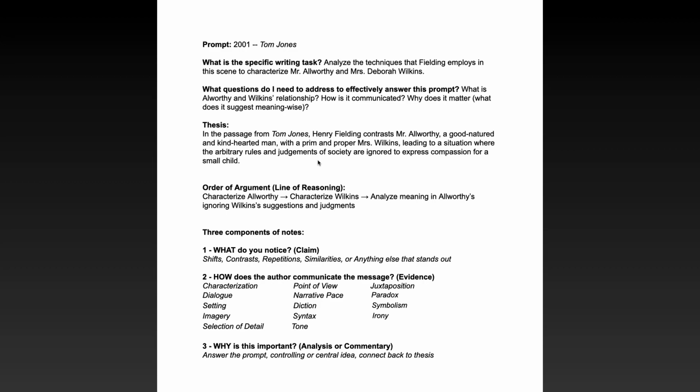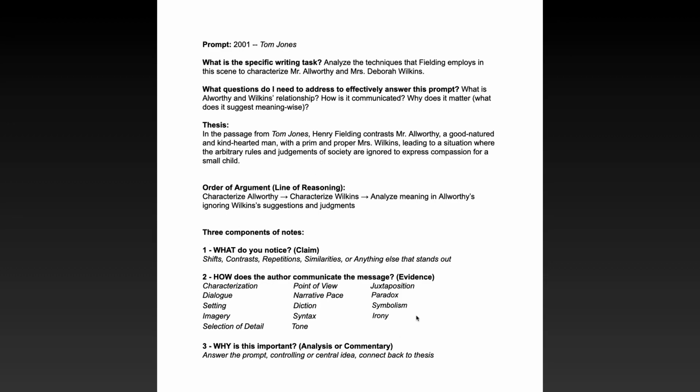Allworthy winning out and him kind of ignoring her, in a situation where they do what I would call the morally correct thing instead of the legal or socially correct thing. All right, so the order of argument, which is your line of reasoning. I break it up just like the text breaks it up. Characterize Allworthy, characterize Wilkins, and then analyze meaning in Allworthy's ignoring Wilkins' suggestions and judgments. So what meaning do we get from that?